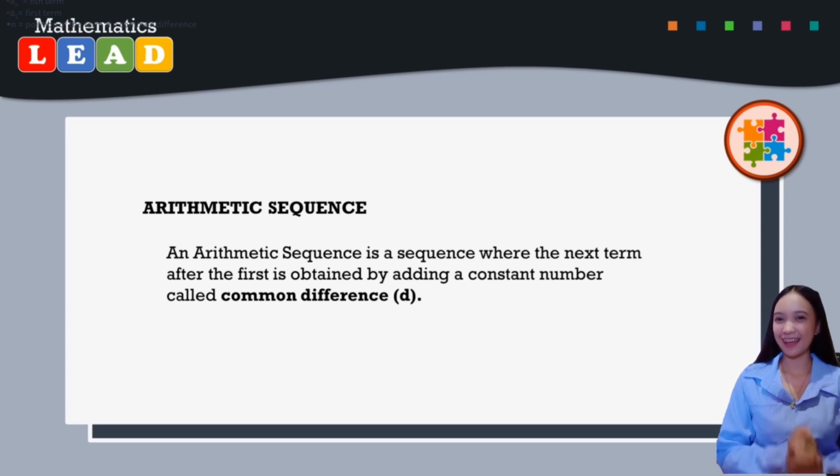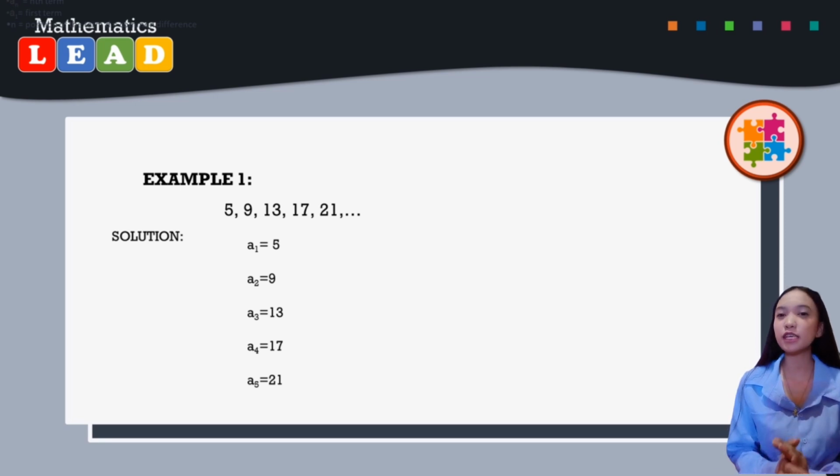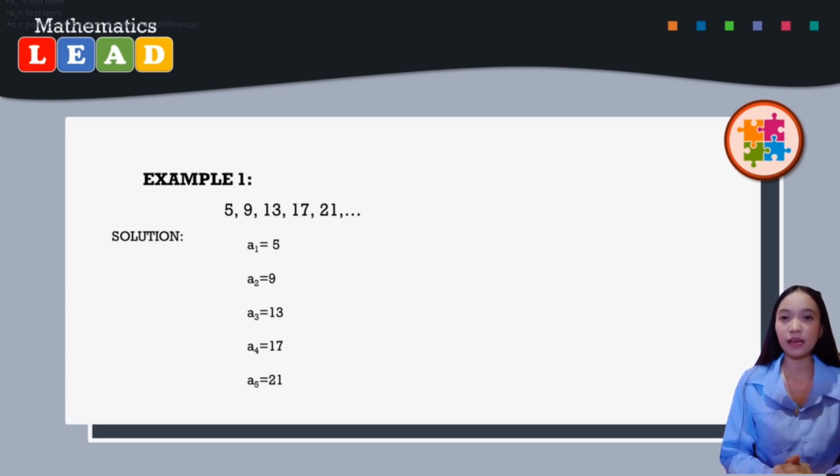For activating our knowledge, let's start with a classic example. We have 5, 9, 13, 17, 21, and so on. In this sequence, the first term, denoted by a sub 1, is equal to 5, the second term, a sub 2, is equal to 9, the third term, a sub 3, is equal to 13, the fourth term, a sub 4, is equal to 17, and the fifth term, a sub 5, is equal to 21. The pattern continues without end since it is an example of an infinite sequence.